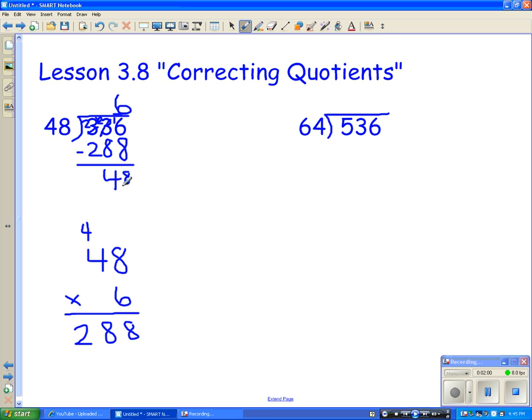Well, here is one way that you can tell that you did not estimate and predict correctly. Since I subtracted and I wound up with 48, if I compare that to my divisor over here, I can tell that 48 could have fit into 336 one more time. If this number is equal to or greater than your divisor, that means you have not estimated correctly. So what I need to do is go back and try again.